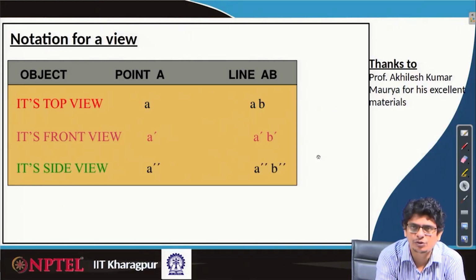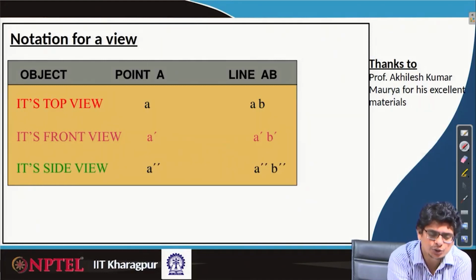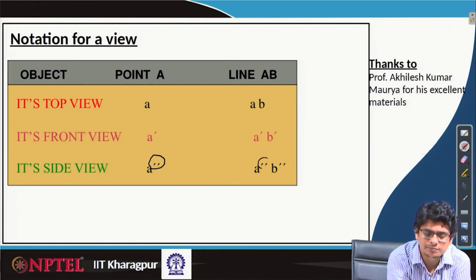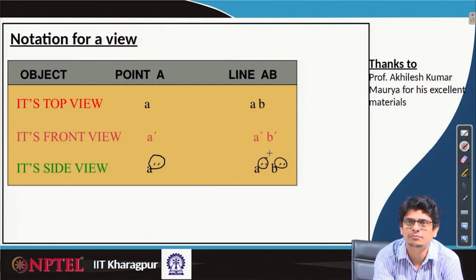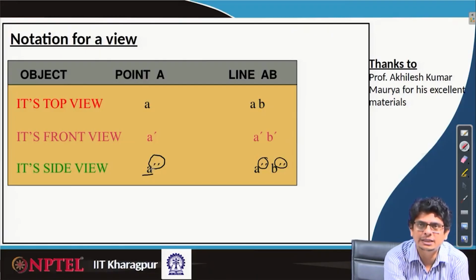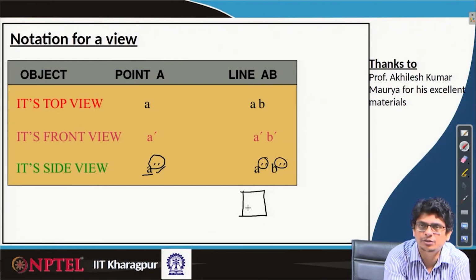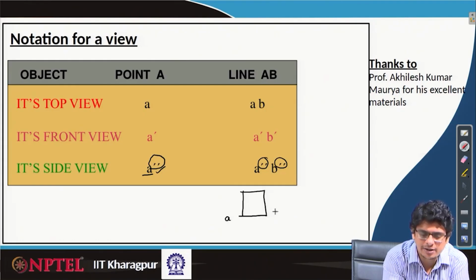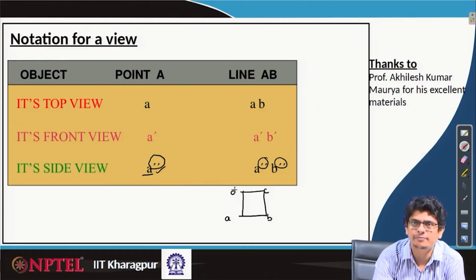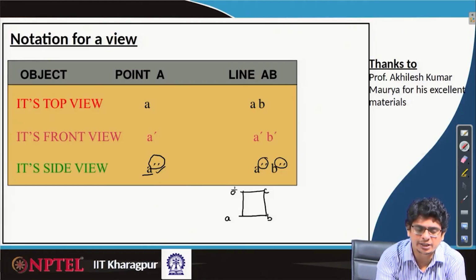If it is a side view, we show it by 2 prime notation, the same lowercase letter but with 2 primes indicates that it is a side view. For example, let us consider an object which we are showing as A, maybe B, C, D. If we are showing that without any primes or dashes, it indicates that it is a top view.